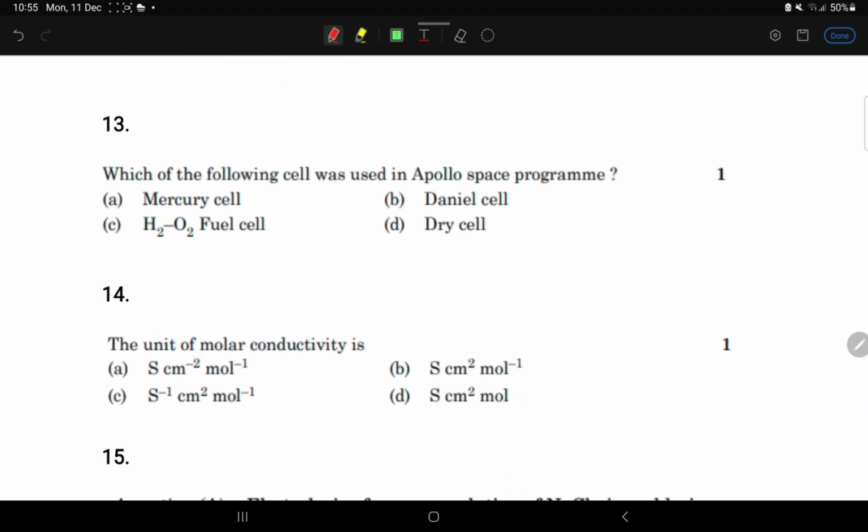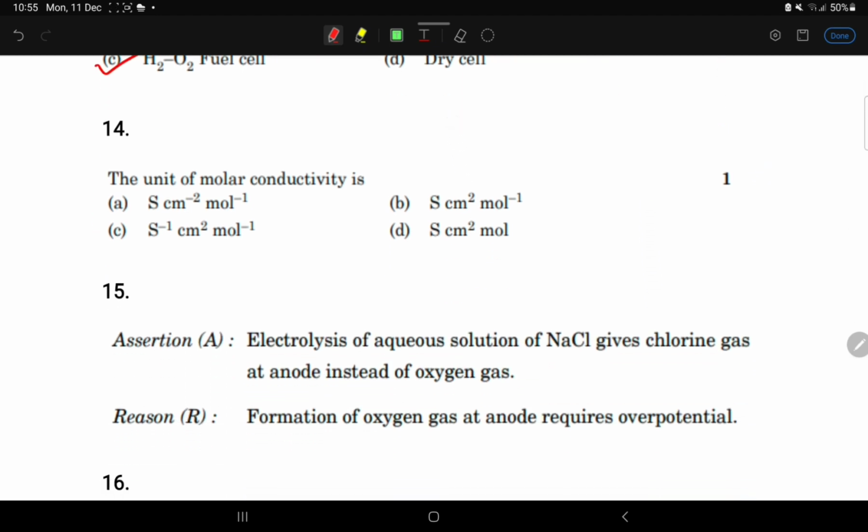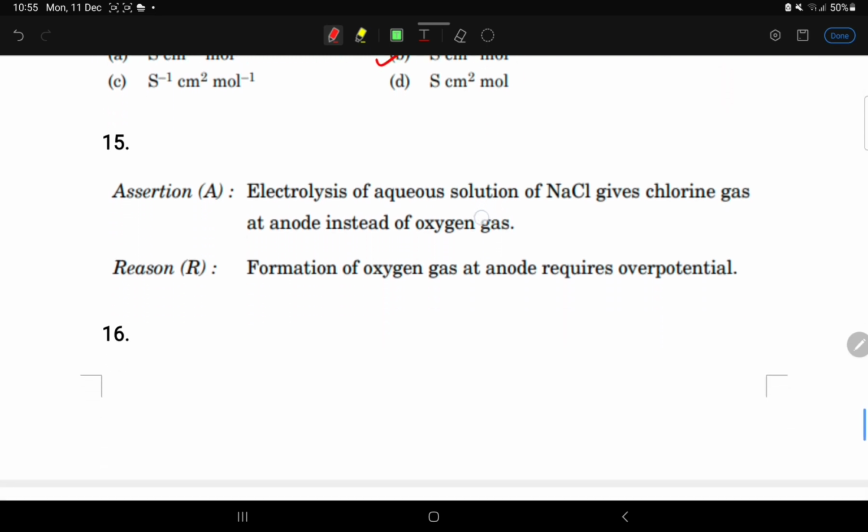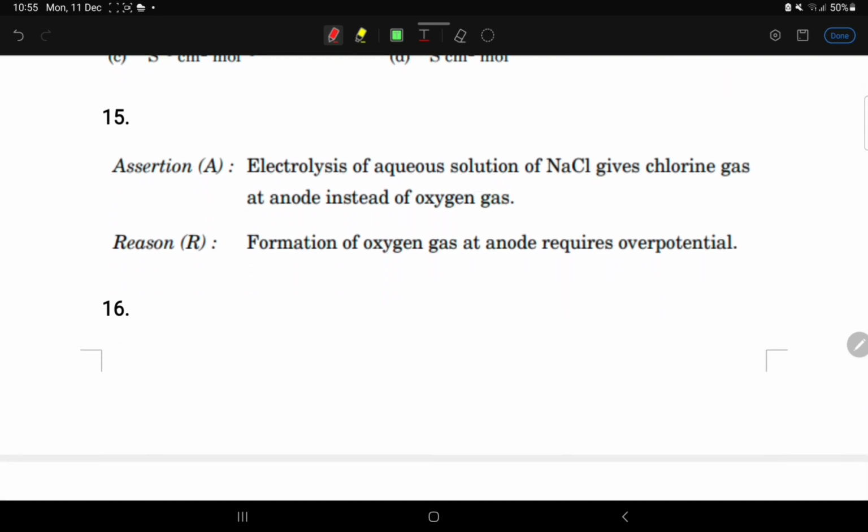Which of the following cells was used in the Apollo space program? In the Apollo space program, hydrogen oxygen fuel cell was used. The unit of molar conductivity: Siemens centimeter square mole raised to minus 1. Electrolysis of aqueous solution of sodium chloride gives chlorine gas at anode instead of oxygen gas. Correct statement, because of overpotential of oxygen. So both assertion and reason are correct statements, and reason is the correct explanation of assertion. So our option is A.